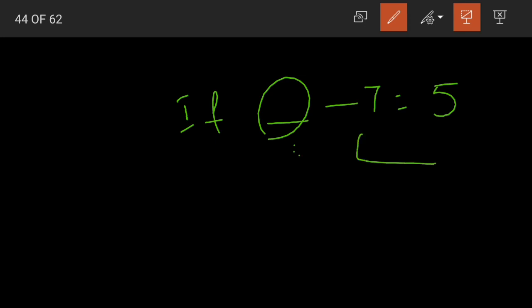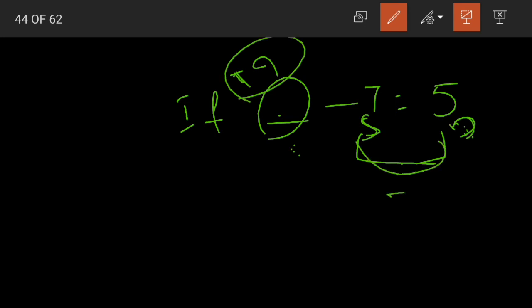Yes, we will add these two together. Yes or no? We will add the subtrahend. Sorry, we will add the minuend. So we will add the subtrahend and the difference. We are having the subtrahend and the difference. We have to find out the minuend. How will we do that? We will add the subtrahend and difference. 7 plus 5 is equal to 12.